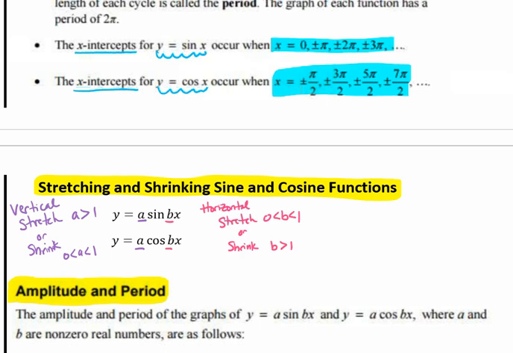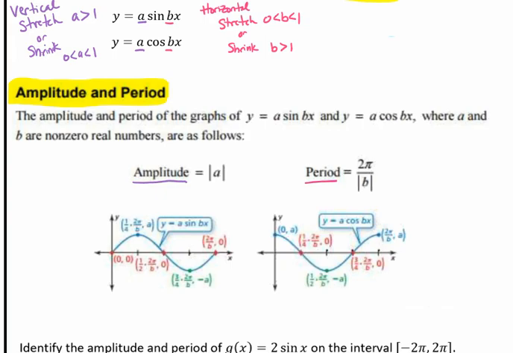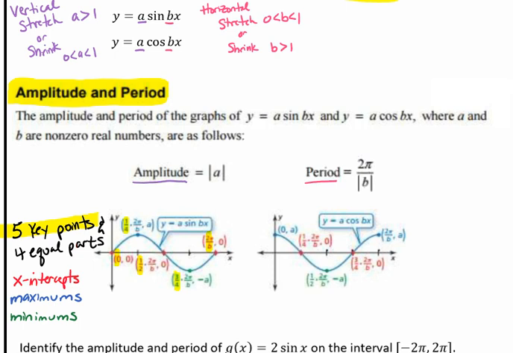Now, for the amplitude and period of the graphs of y equals a times the sine of bx and y equals a times the cosine of bx, a and b are both non-zero real numbers. So our amplitude is going to be the absolute value of a, and our period is going to be 2 pi divided by the absolute value of b. Now, there are 5 key points to each of our graphs: 0, 1/4 times our period, 1/2 times our period, 3/4 times our period, and then the end of our period. This breaks our graph into 4 equal parts. The 5 key points are x-intercepts, maximums, and minimum values.